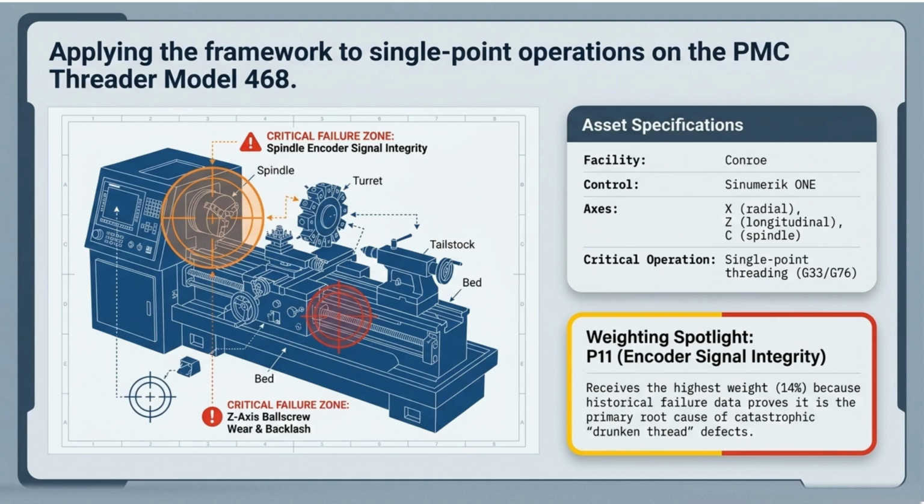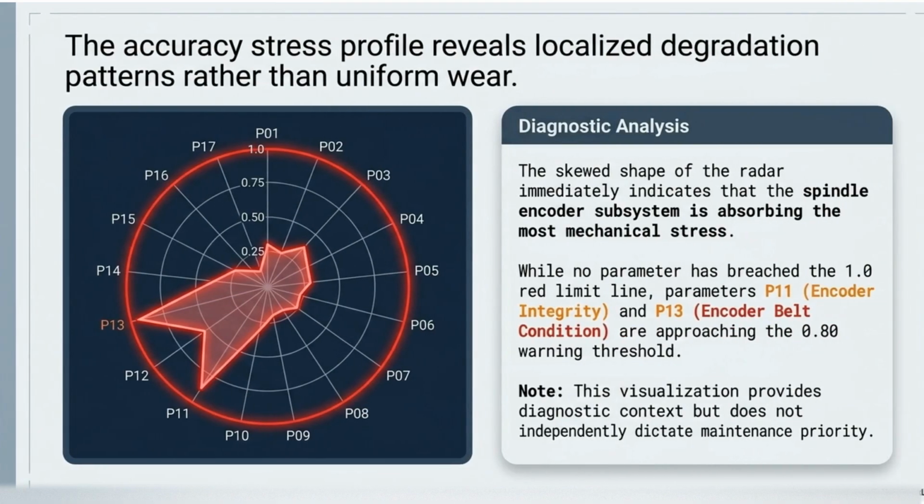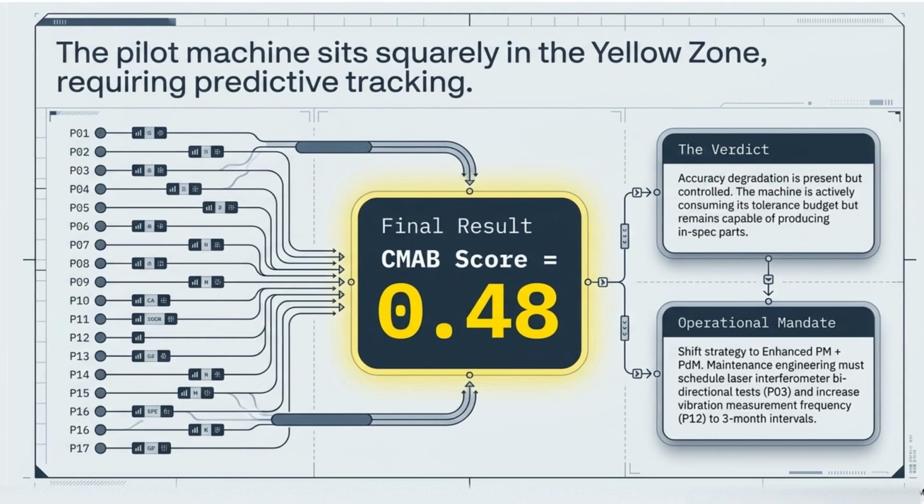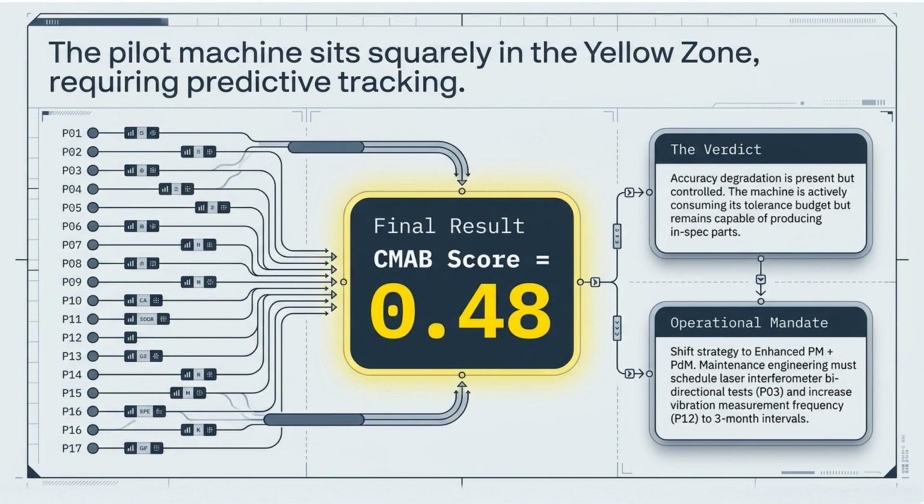Applying the framework to a specific machine, the PMC Threader Model 468 shows that encoder signal integrity is the primary root cause of catastrophic defects, receiving the highest weight in our calculation. The accuracy stress profile, visualized here, reveals localized degradation, indicating the spindle encoder subsystem is absorbing the most mechanical stress, even before tolerance breaches. For the pilot machine, the final CMAB score of 0.48 places it in the yellow zone.